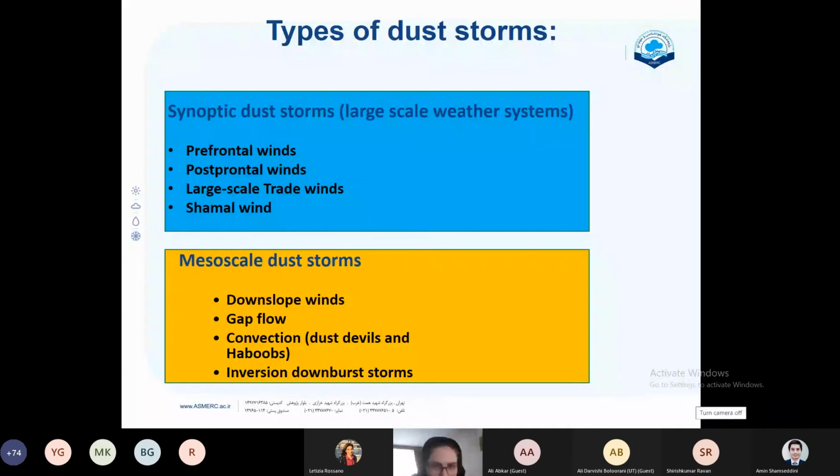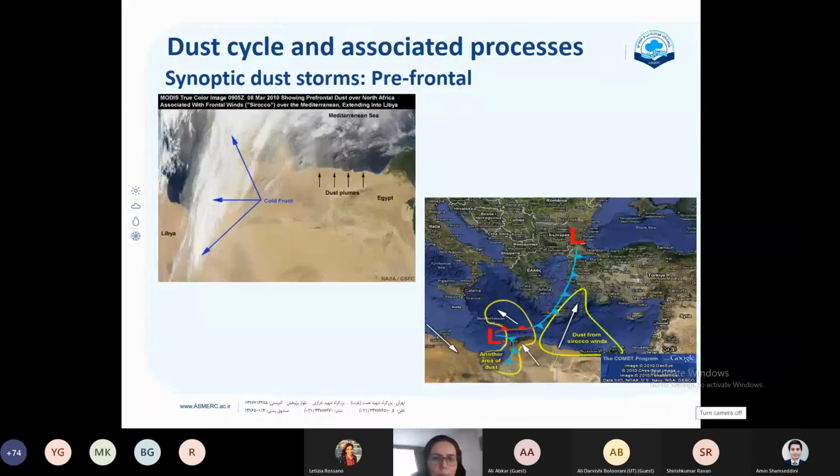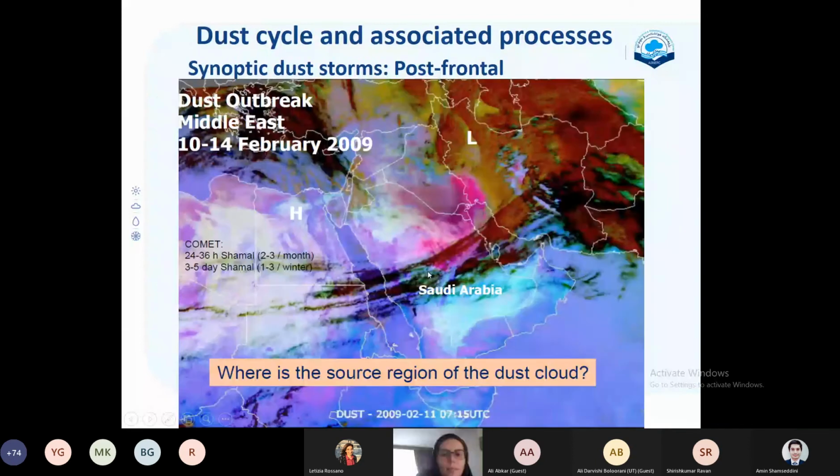Synoptic dust storms play an important role in dust genesis over the region, especially during the winter. For example, these are examples of synoptic dust storms over the region, and this is the cirrus line, a type of cloud which is most of the time accompanied by pre and post frontal dust storms.